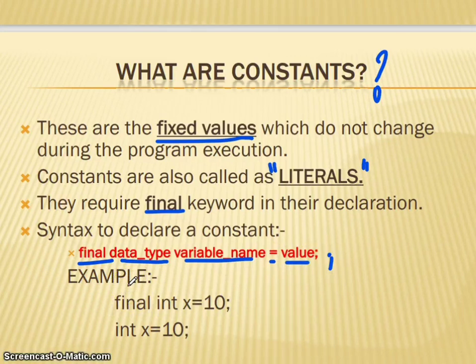Example: final int x is equal to 10, and int x is equal to 10. Here, final int x is equal to 10 is a constant, and this is not a constant because there is no final keyword over here. That's why this is not a constant.